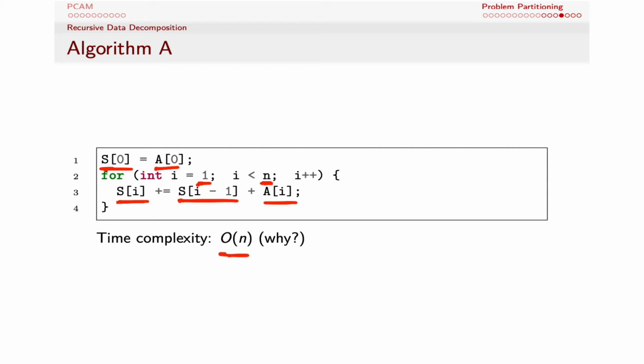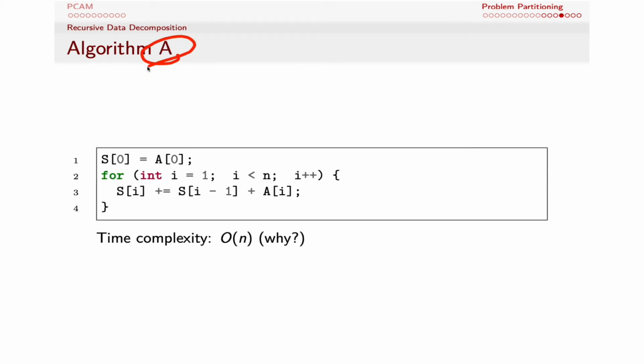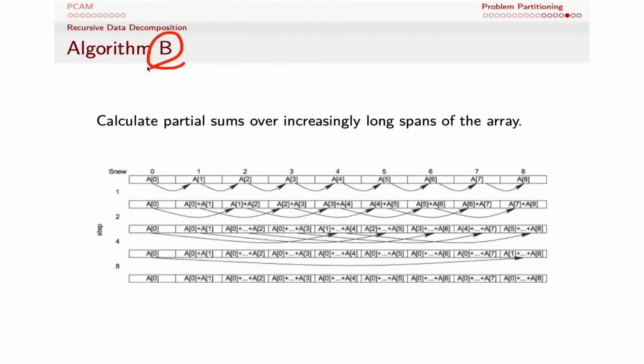Here's a different algorithm for doing this same problem. I'm calling this algorithm B. The previous one I've called algorithm A. I didn't mention that before. The idea here is that we're going to calculate partial sums over increasingly long spans of the array. You can see here, just look at these arrows. In the first iteration, we're spanning one element of the array, and then we're spanning 2 elements, and then we're spanning 4 elements, and then we're spanning 8 elements, right? You can see the pattern. It's powers of 2.